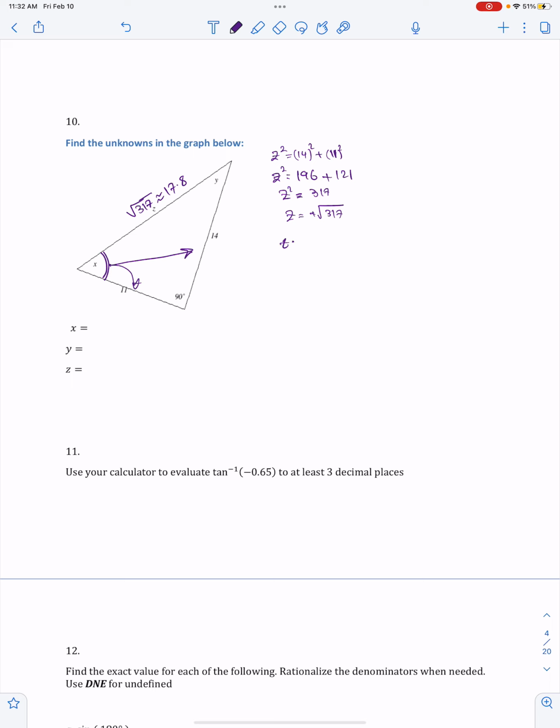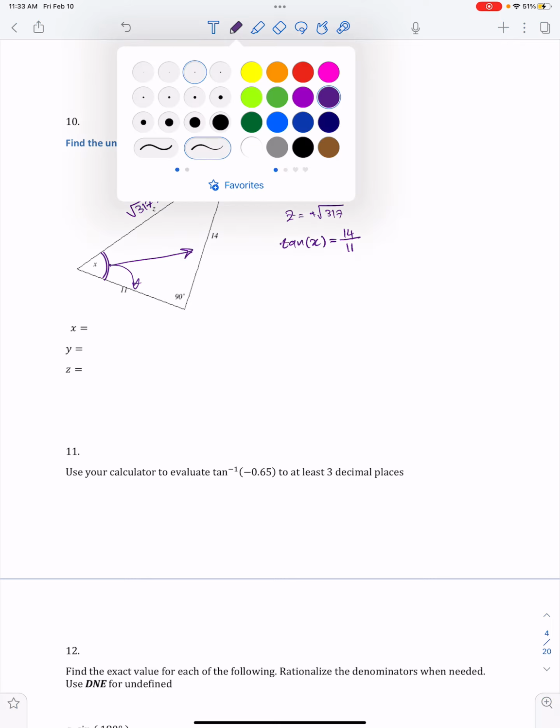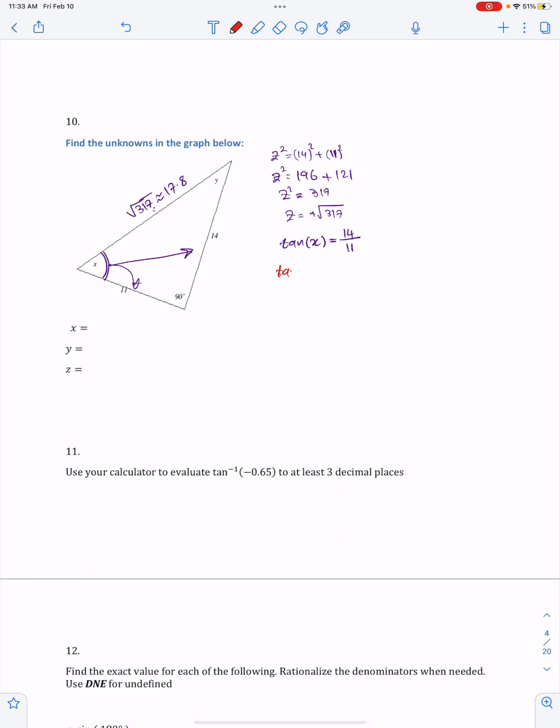So we can say that tangent x is equal to the opposite over adjacent, or we can say sine and then opposite over hypotenuse, since we computed the hypotenuse now. But now, in order to find x, we're going to take the inverse tangent for both sides of the equation. So we're going to say inverse tangent of tangent x equals inverse tangent of 14 over 11. Now, the angle x is equal to the inverse tangent of 14 over 11.